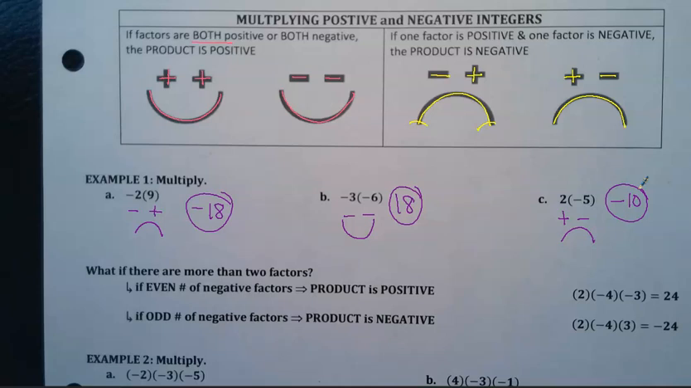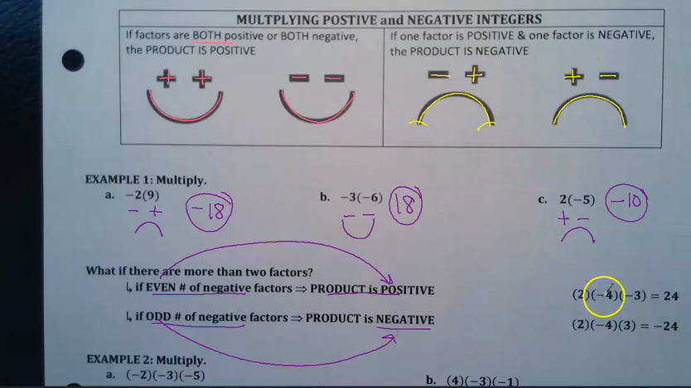All right, so then we have this question, well, what if there are more than 2 factors? Well, if we have an even number of negative factors, then our product is positive. So you have to remember, even is positive. Okay, if we have an odd number of negatives, then our product is negative. So odd is negative.